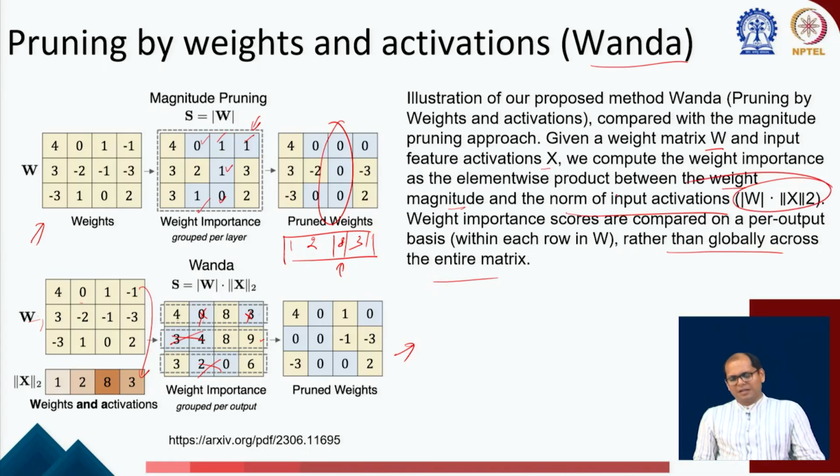All these are unstructured. They don't say that if your network has a structure, like we talked about multi-head attention and feed-forward layers, you remove certain heads or certain feed-forward layers altogether.